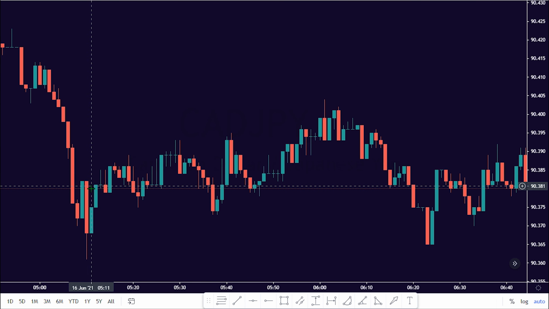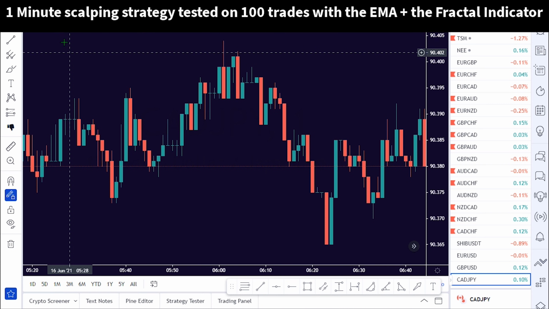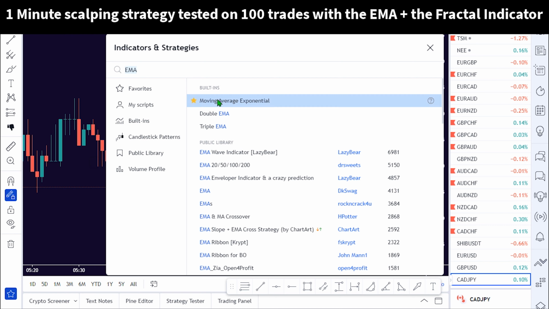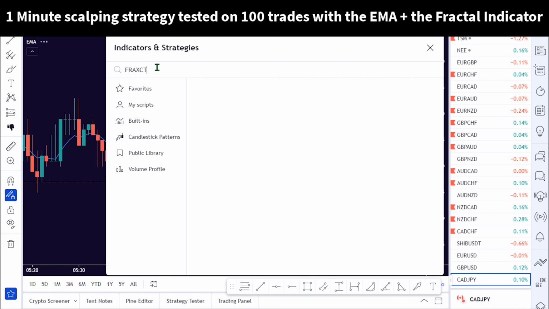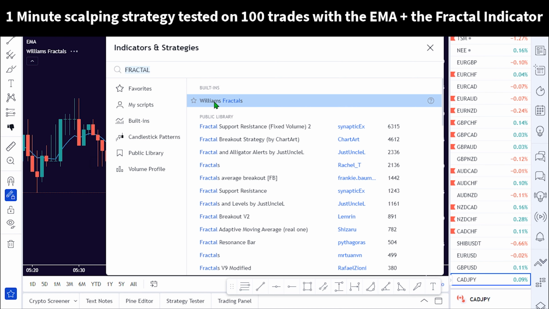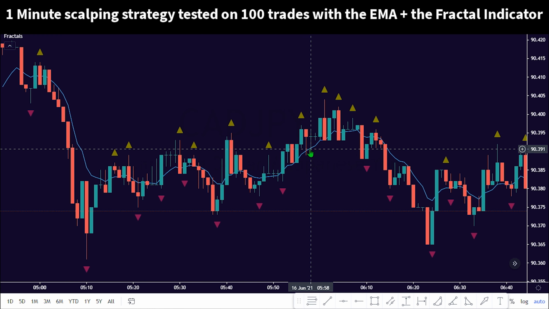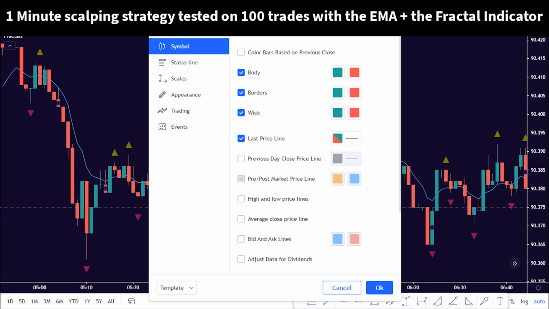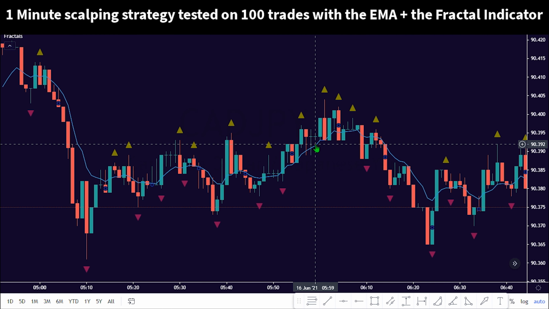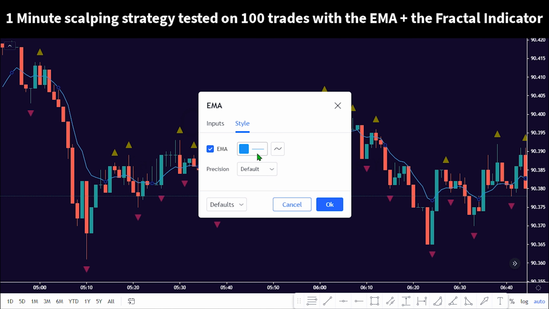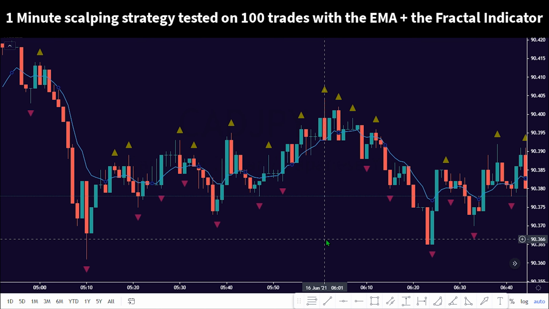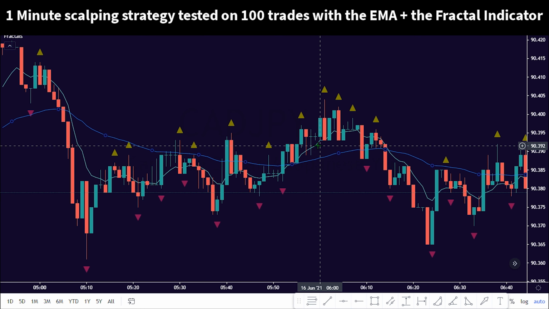In this short video, I will show you how to apply the 1-minute scalping strategy, which I have tested on 100 trades with the EMA plus the fractal indicators. This trading strategy is a very powerful and effective system that you can implement to generate massively profitable scalping trade setups in the market. You have to be very careful if you want to apply this 1-minute scalping trading strategy, and make sure you ensure a well-analyzed money management system.